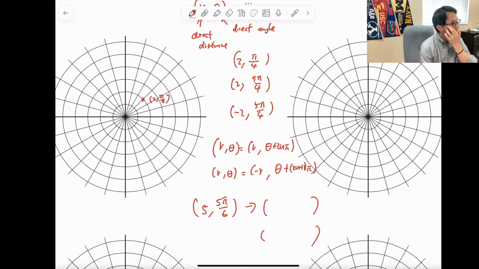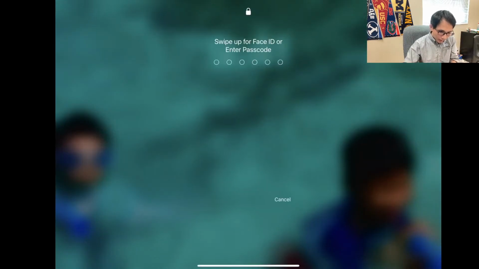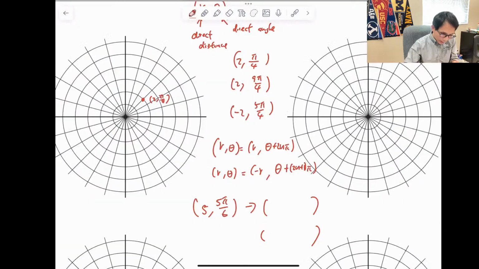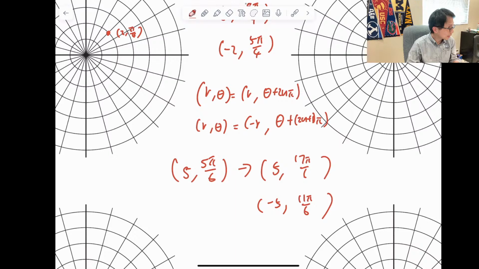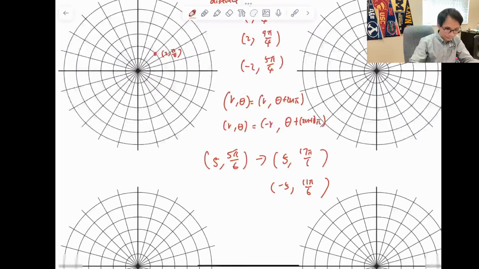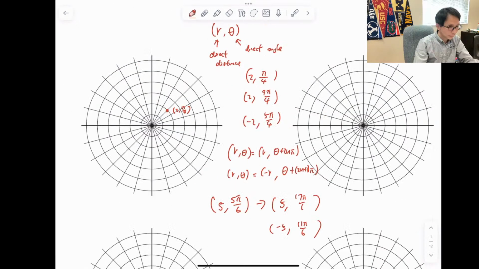Well, you can start with that one because it's closest. I just said 2. Did you guys figure out the coordinates? So it can be 5, right? And the 5 pi over 6 plus pi, because you go to pi, it's going to be negative, it's going to go back to the other side. Does that make sense? It's fairly easy. Are we okay here? Okay.